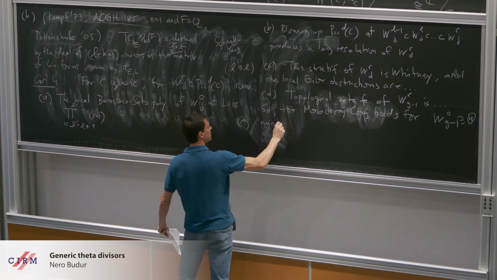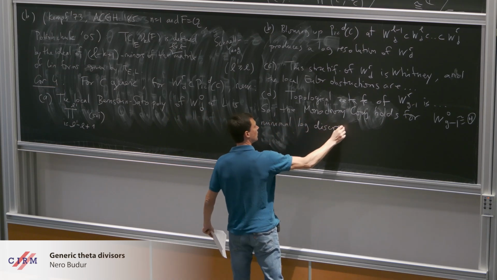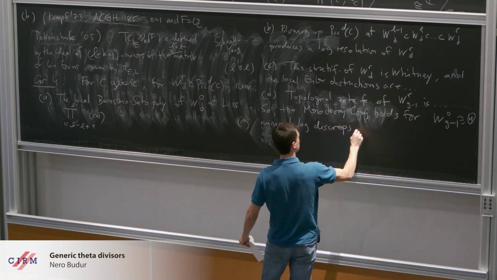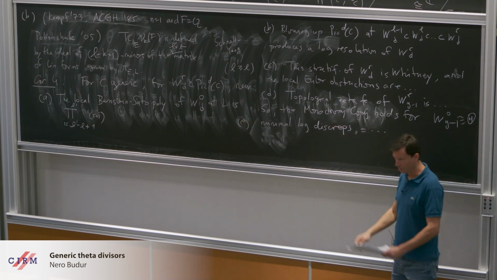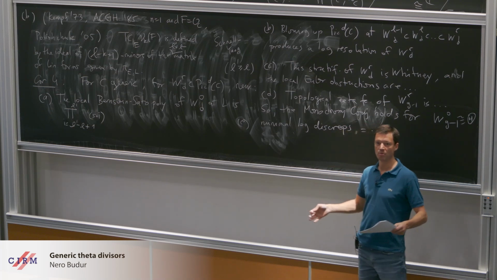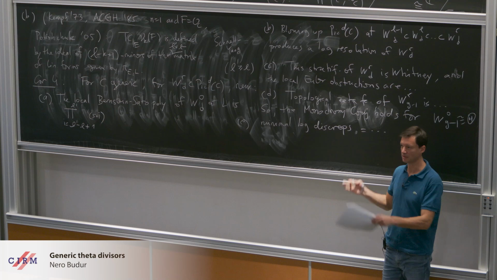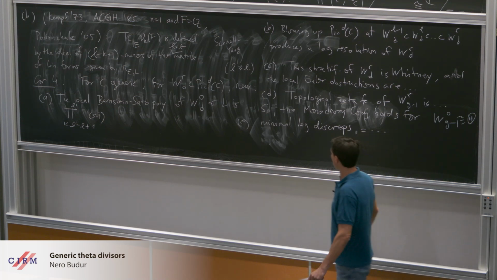We have formulas for minimal log discrepancies. Multiplier ideals, Hodge ideals. There's lots of things that we know about generic determinantal varieties that we can transport directly here. I will not write any of these down.